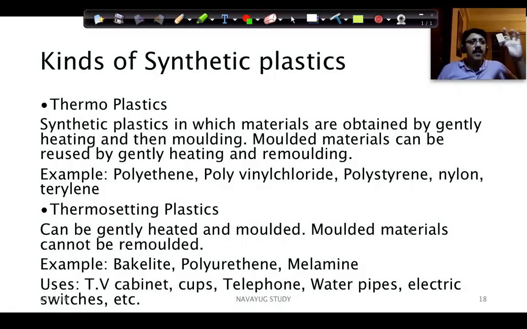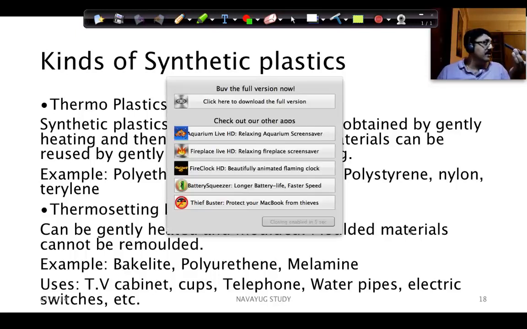This is a 3-pin plug. This is made of plastic. Again, an example of a thermosetting plastic. I cannot heat this and melt it and remold it. Right, so these are all examples of thermosetting plastic. Again, this is a remote. Again, it is thermosetting plastic. Right, so these are all examples of thermosetting plastics.